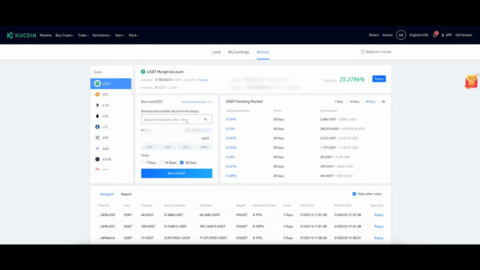Now, whenever I do this, I like to go to the longest time possible. So 28 days is generally the only time that we go for. But if you wanted a 7-day or 14-day loan, sometimes you can get those at a slightly better rate. But I prefer the cushion of time over the cushion of percentage.